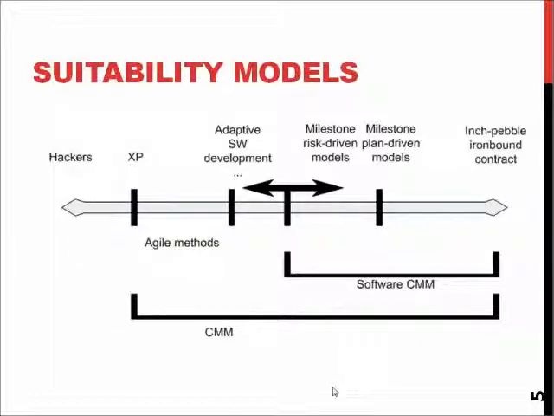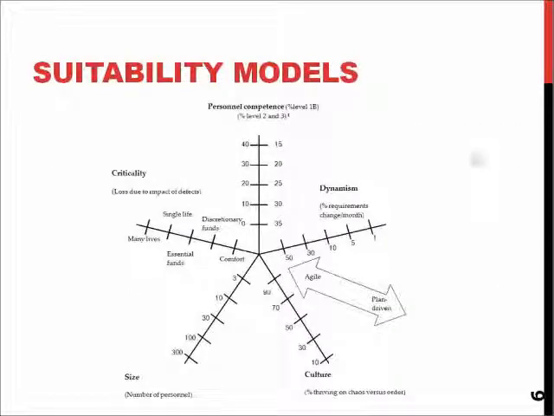Additionally, there are also suitability models. This more simplified model here tries to illustrate the amount of planning before implementation, going from hackers to extreme programming to many agile methods, to the milestone risk-driven model, which is something like the Rational Unified Process, to a waterfall approach, and finally to the really strongly iron-bound contracts of the military and nuclear industry. However, this model here is more truthful to the actual suitability of agile approaches.